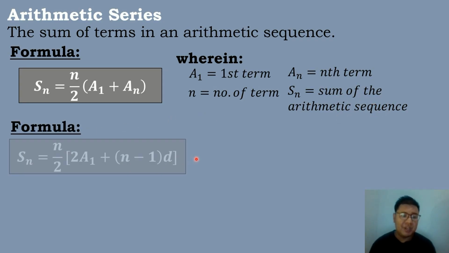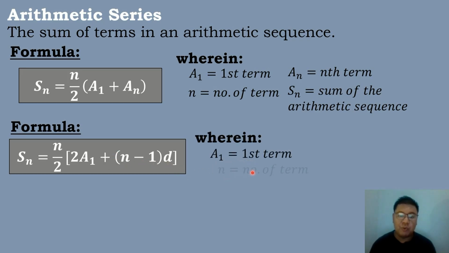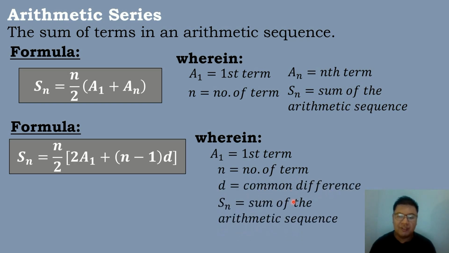The second formula is S sub n is equal to n over 2 times the quantity of 2 times the first term plus the quantity n minus 1 times the common difference, wherein a sub 1 is equal to the first term, n is equal to the number of terms, d is equal to the common difference, S sub n is equal to the sum of the arithmetic sequence.